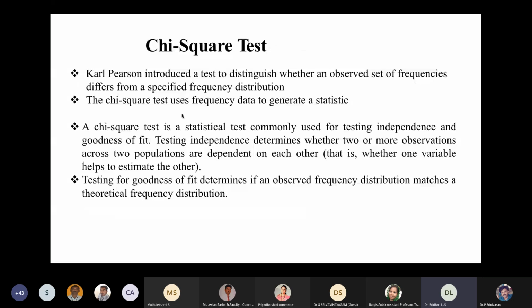Next, sir. And the chi-square test, very important. People use the chi-square test for testing independence and goodness of fit. Testing independence determines whether two or more observations across two populations are dependent on each other. Testing goodness of fit determines the observed frequency and the expected frequency.